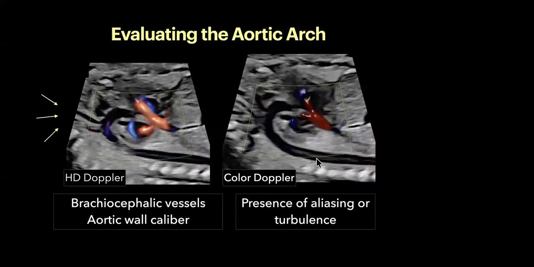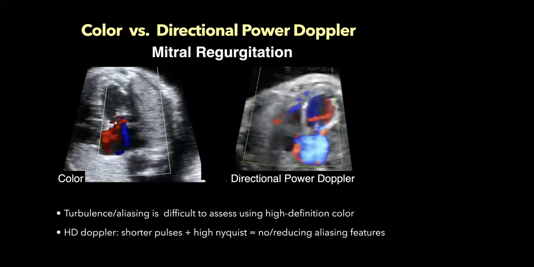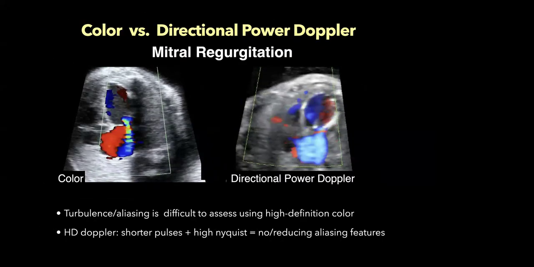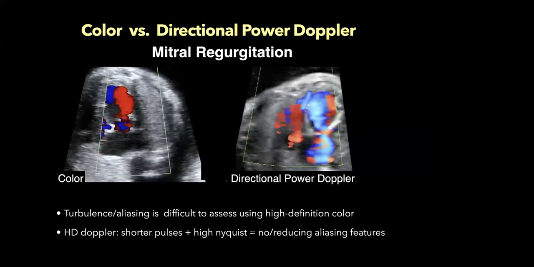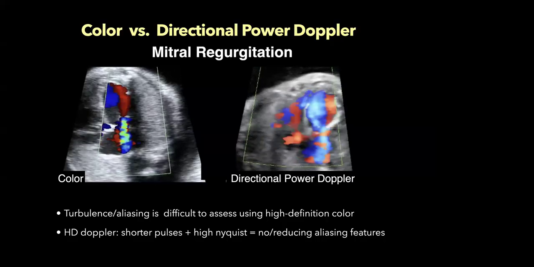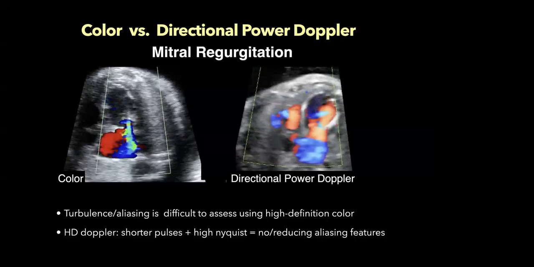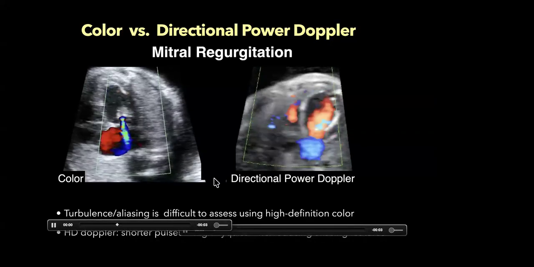And I want you to point that out in this next clip. This is a very, very old clip. I know it's like a dinosaur clip, but this is a really prime example of why it's helpful, showing color versus directional power Doppler. This is a fetus affected with severe mitral regurgitation, obviously a complex heart defect that we could see here.